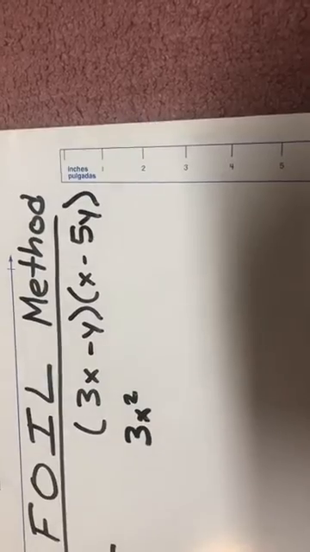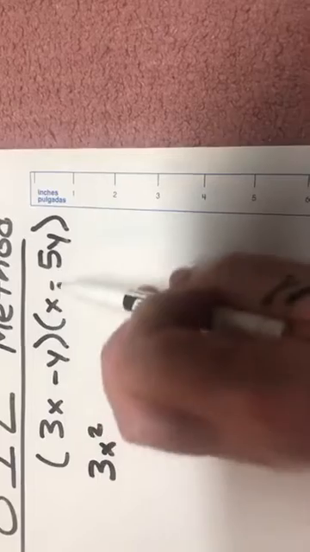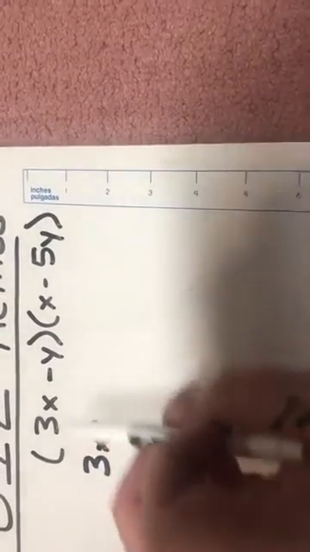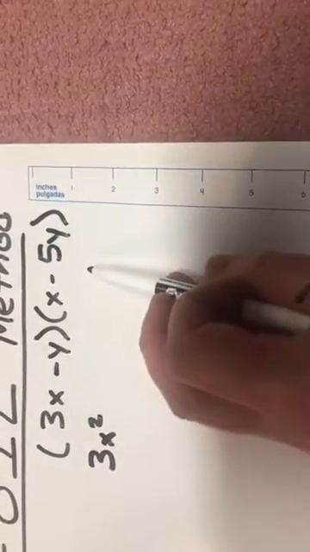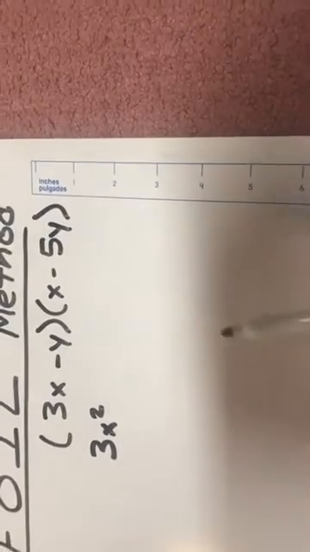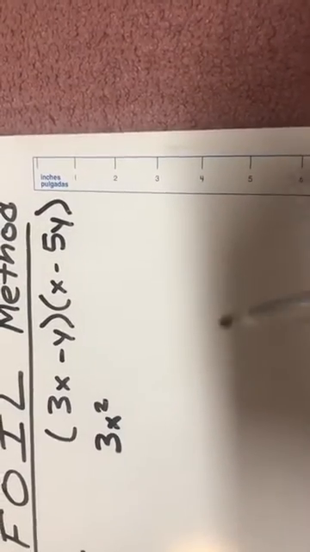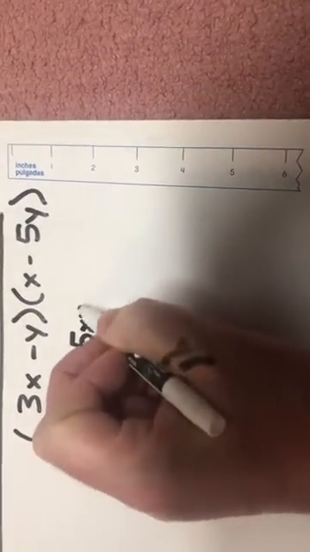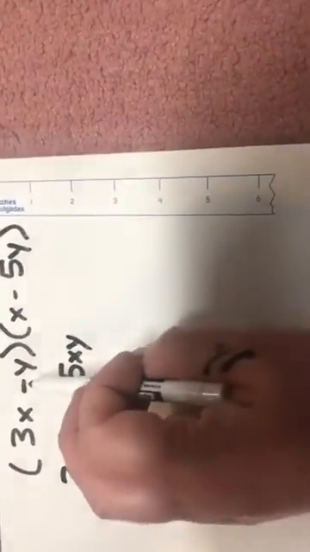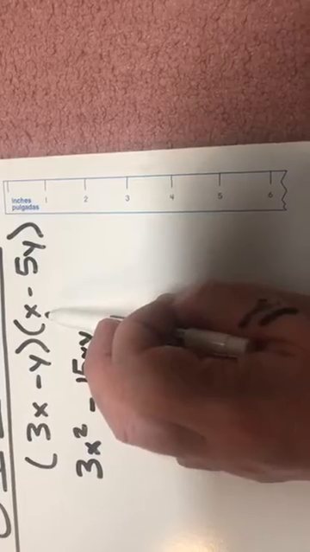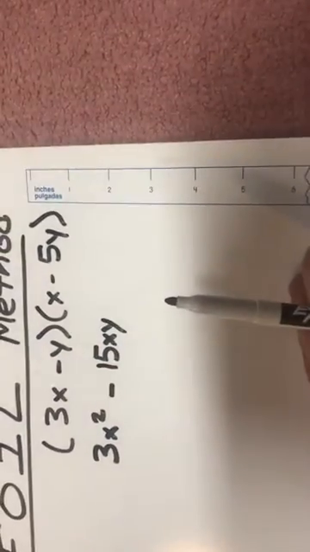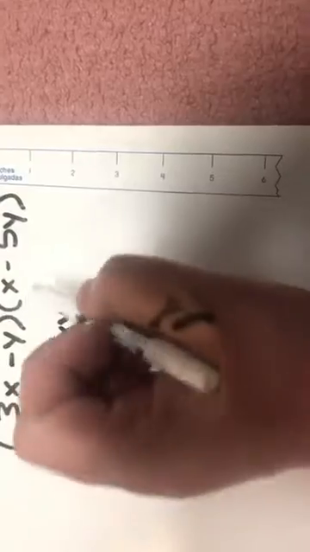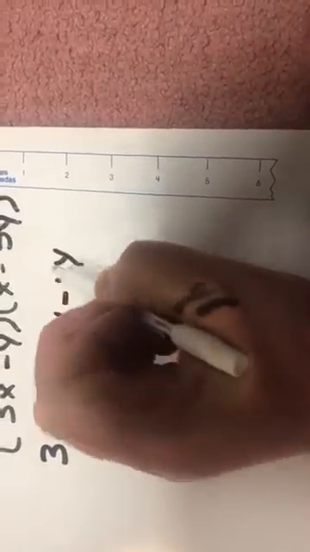Then I do the two outer numbers. O is for outer, which is going to be 3x and negative 5y, the two numbers on the outside. 3x multiplied by a negative 5y will give us a negative 15xy. Then I go to inner, which are the two numbers on the inside. In this situation, it's negative y and x. So when I take a negative y times x, I end up with negative xy.